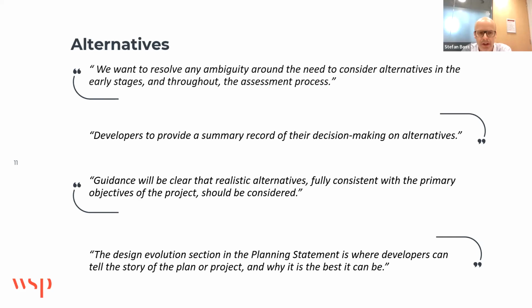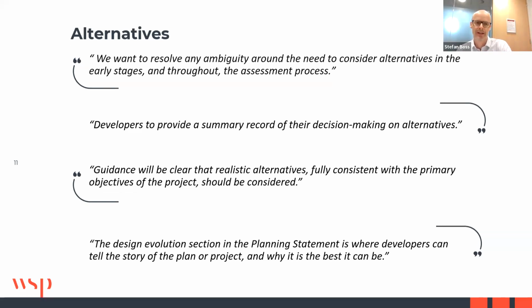EIA doesn't currently require the consideration of alternatives. It requires the reasonable alternatives that have been considered to be documented. As you can see, the suggestion here is that realistic alternatives should be considered. What realistic means is going to need to be defined, but we may well therefore need to do more on alternatives. There's also a link between alternatives and mitigation, and it's worth touching on mitigation and monitoring.